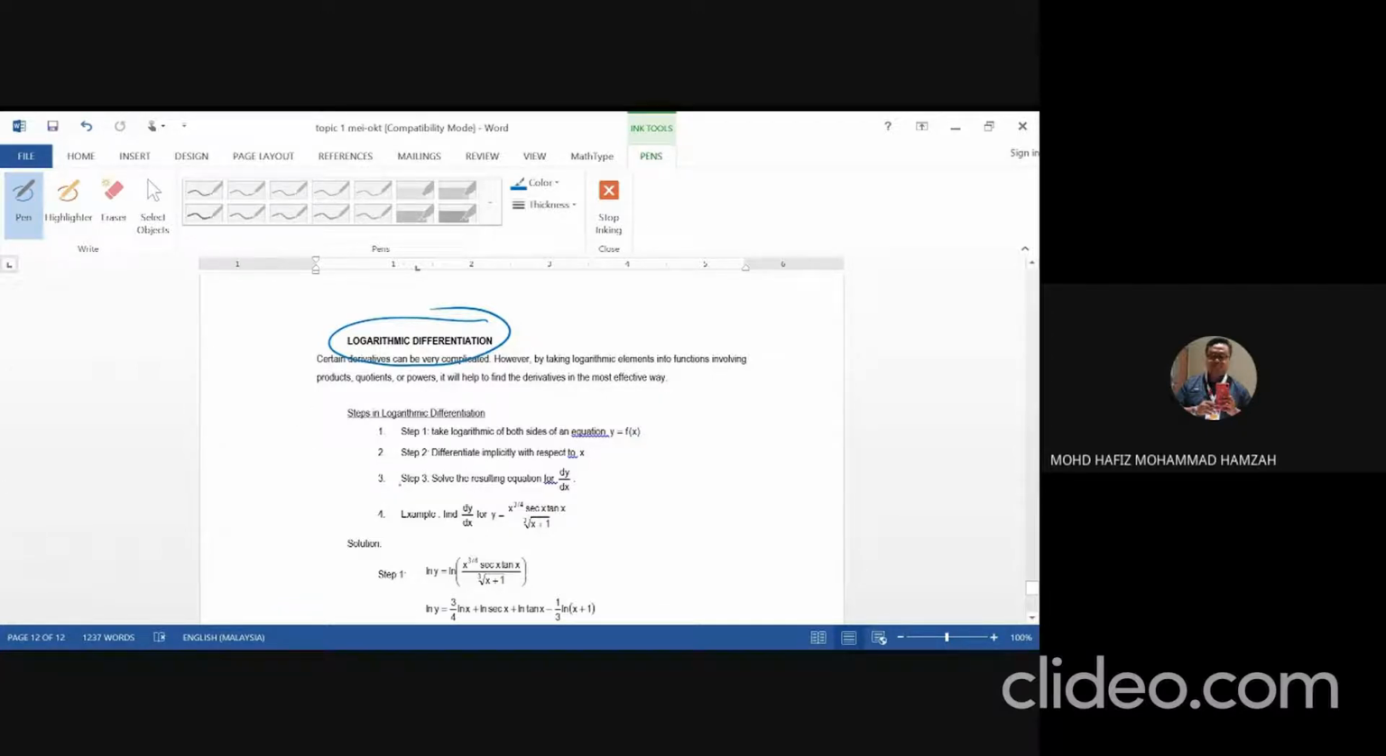So syarat dia adalah kita akan guna logarithmic differentiation ni bila kita boleh tulis dalam bentuk macam ni. Contohnya kita ada ln A per B. So where you can rewrite it as ln A minus ln B.